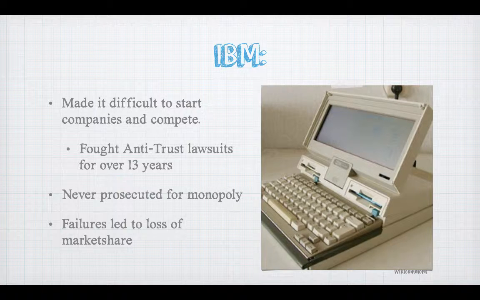So there was a barrier to entry in the hardware market, and it was very difficult to do. Basically, the antitrust lawsuit started in 1969, and they fought for 13 years. They were never prosecuted. After 13 years and numerous judges, it was, there's nothing here. You guys haven't proved it one way or the other. We're going to throw this case out.